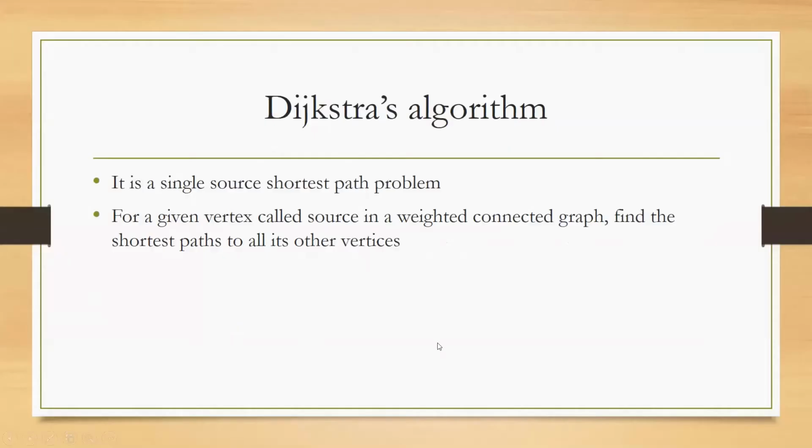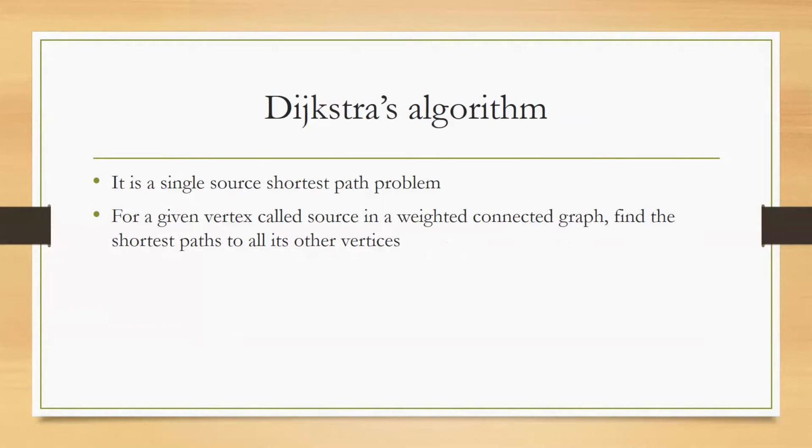First point, why it is used? It is a single source shortest path problem. Why we use the Dijkstra algorithm is it is used for the single source shortest path. That means there will be one source. A source will be given, the starting vertex will be given, and from that, what you are supposed to do is you are supposed to identify the distance to every remaining vertices from the given source vertex.